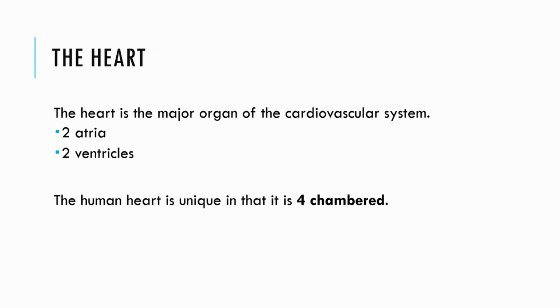Let's get at the biggest piece of the cardiovascular system, the heart. This is our major organ of the cardiovascular system, and you're going to be required to know many structures found within the heart. Our heart is what we call a four-chambered heart. Compare that to other organisms that may only have 2 or 3 chambers, but ours is completely separated into 4 chambers. 2 of those chambers are called atria, or atrium if you're talking about one, and the other 2 chambers are ventricles.